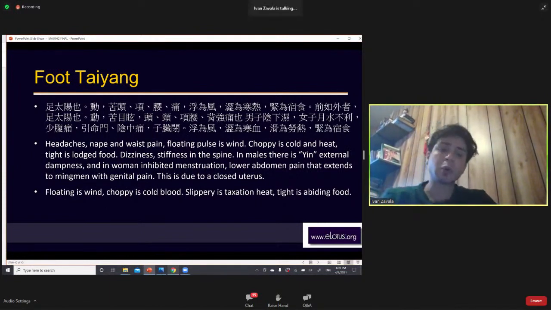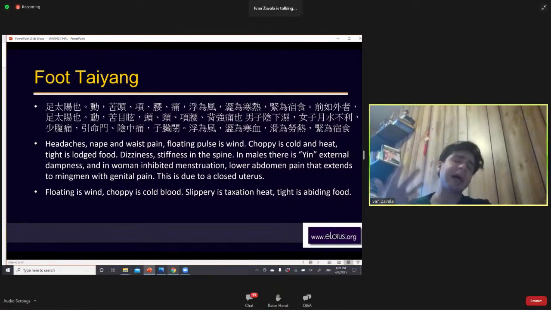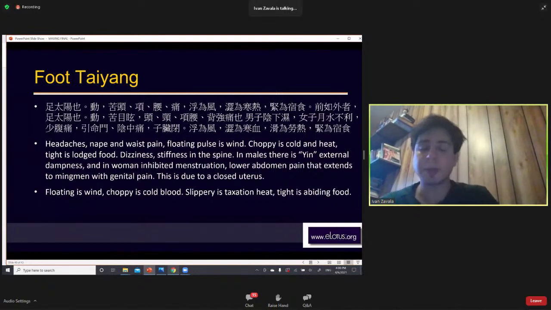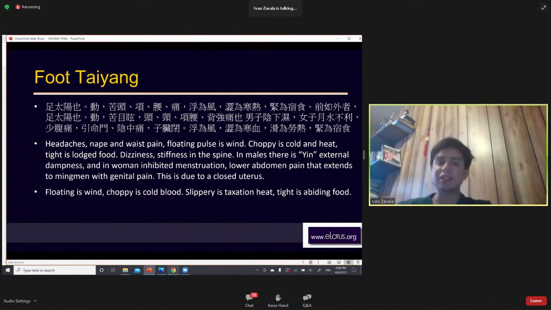Tight is large food. Taiyang, also remember, could be related to the small intestine. Taiyang physiology, the bladder channel that affects the small intestine. You have so much external cold that your small intestine becomes cold, right? Dizziness, stiffness in the spine. That's pretty much explainable, Taiyang affecting the Dumai. In males, there's yin external dampness, and in women, inhibited menstruation. Lower abdominal pain that extends to the genitals with general pain. This is due to a closed uterus.